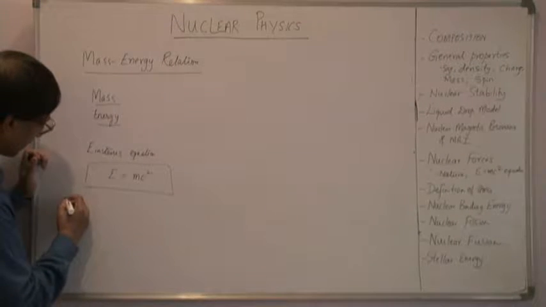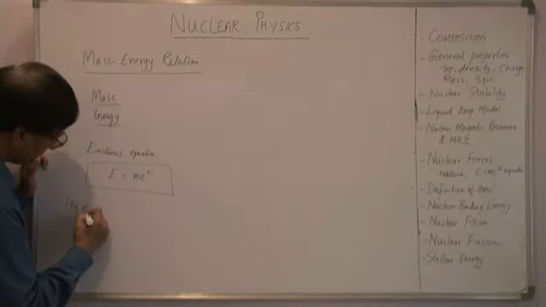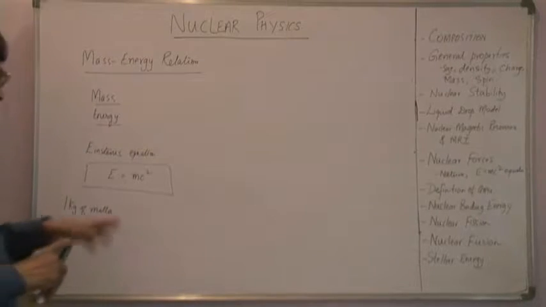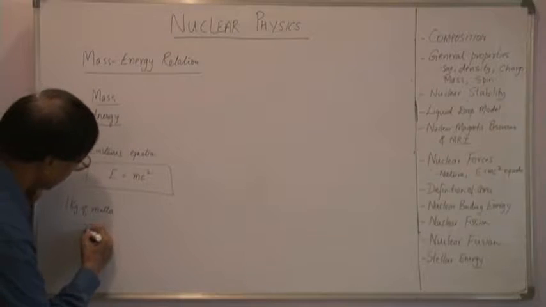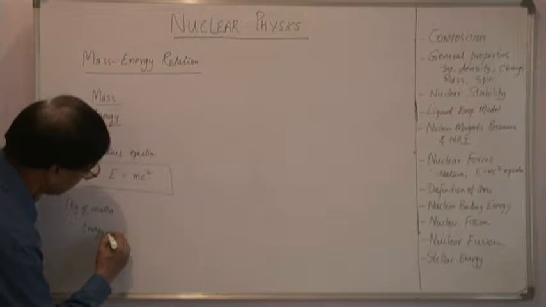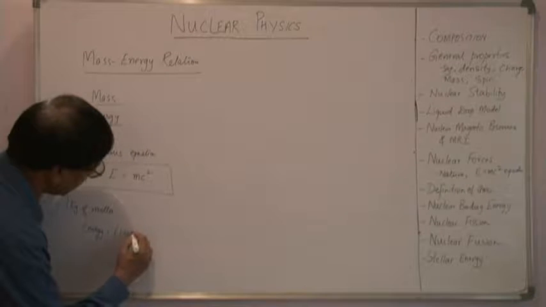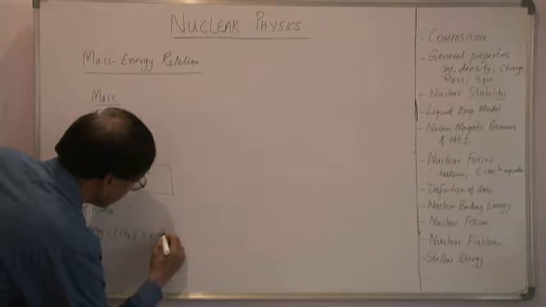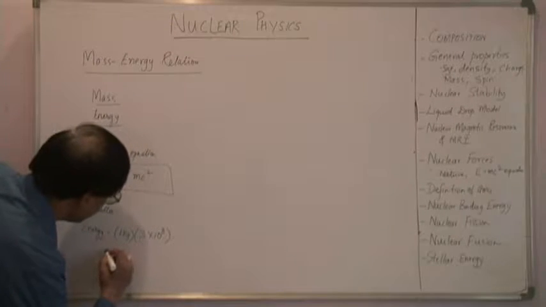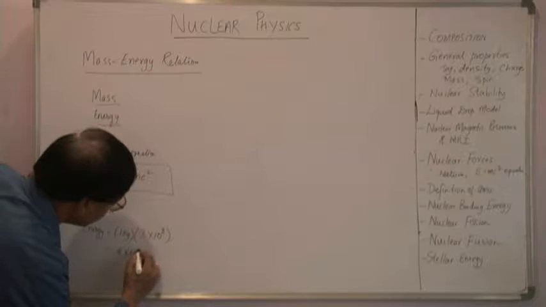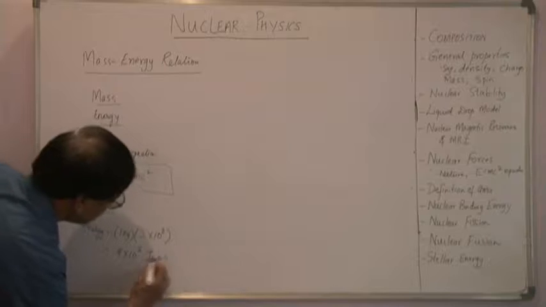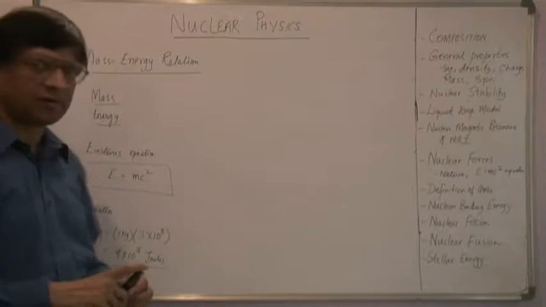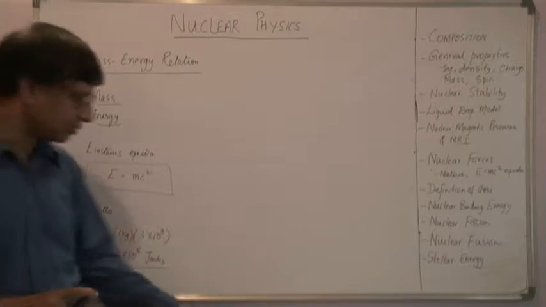As an example, if I have 1 kg of matter, I can get the equivalent of this in terms of energy. So in this case, energy in joules would be 1 kg multiplied by c squared, where c is the velocity of light, which is 3 into 10 to the power of 8 meters per second. This gives me 9 into 10 to the power of 16 joules. So 1 kg of matter is equal to an energy of 9 into 10 to the power of 16 joules.